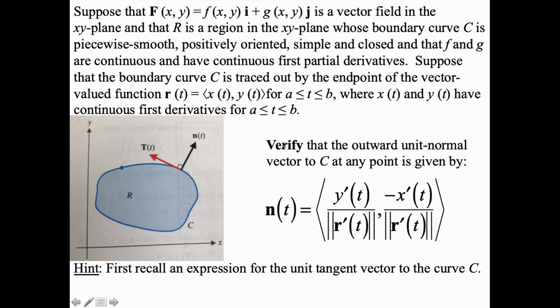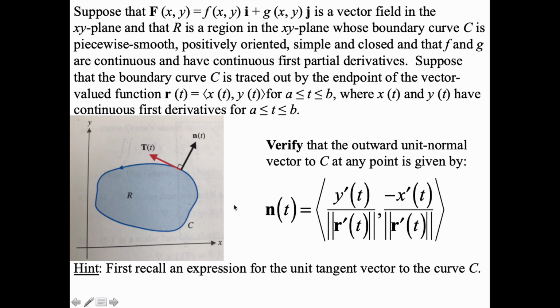First of all, to motivate that shortcut, let's verify that the outward unit normal vector n to C at any point is given by this expression. We'll call this the outward unit normal vector. So if you look at this picture, here's a tangent vector pointing in the general direction of the orientation of curve C, positively oriented, and we have this unit normal vector, obviously orthogonal to that unit tangent vector.